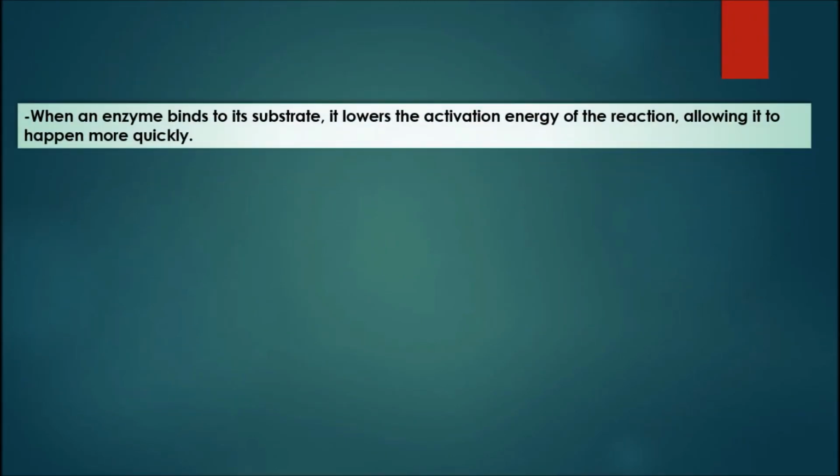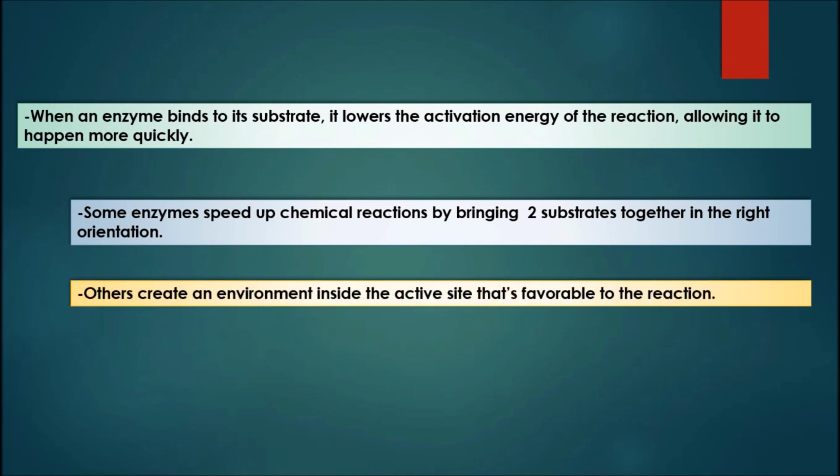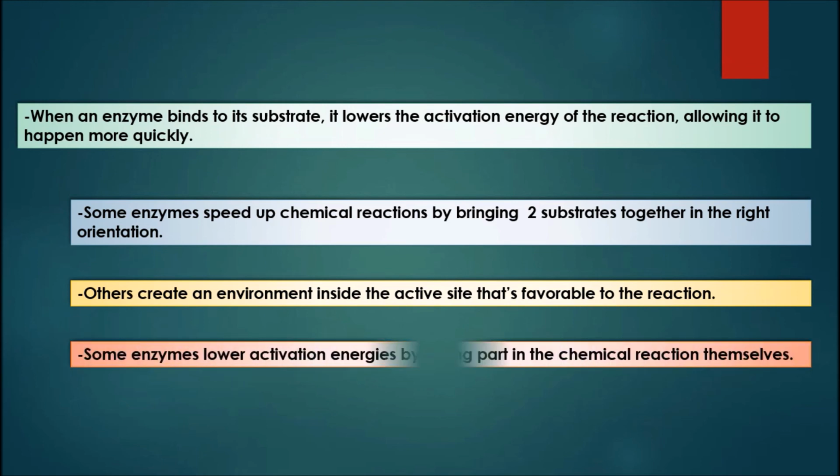When an enzyme binds to its substrate, it lowers the activation energy of the reaction, allowing it to happen more quickly. Let's find out what the enzyme actually does to the substrate to make the activation energy lower. Some enzymes speed up chemical reactions by bringing two substrates together in the right orientation. Others create an environment inside the active site that's favorable to the reaction. Some enzymes lower activation energies by taking part in the chemical reaction themselves.